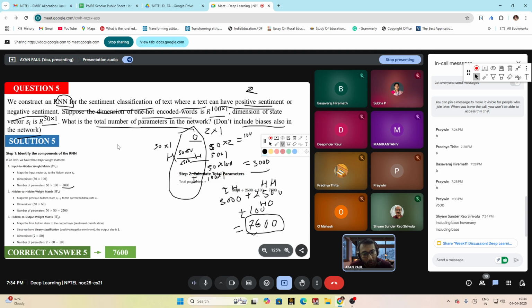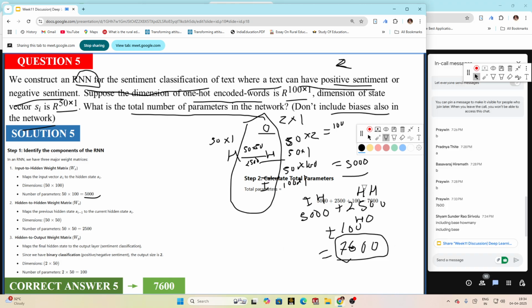Okay, so no answer. If it is just an NN, we do not have this structure. That is, there is no connection between the hidden states. So our network will have 5000 plus 100, that is 5100 parameters. Because in a neural network we do not have a connection between the hidden states. I am not talking about different types of layers, I am talking about only one layer.